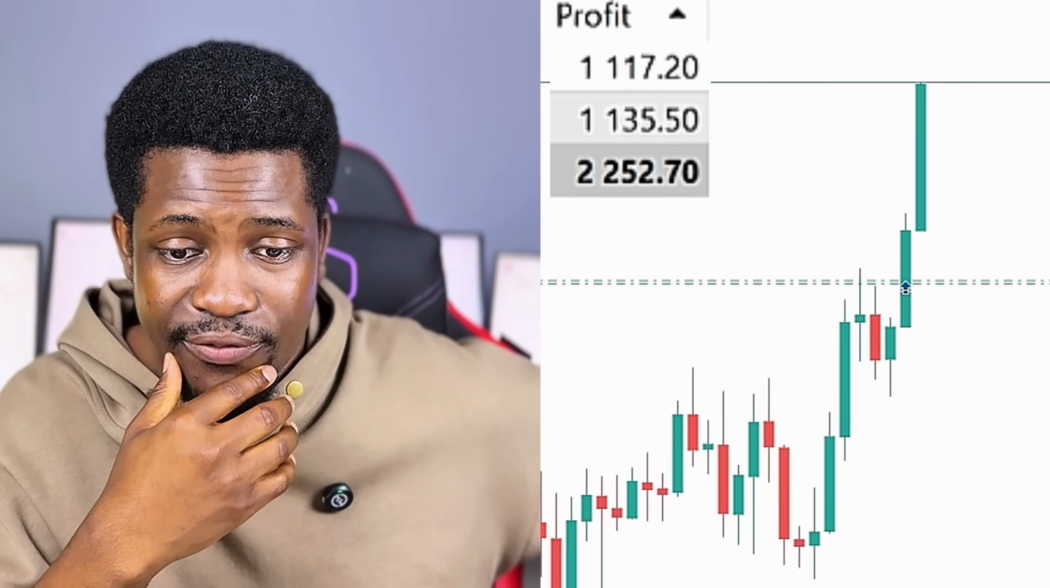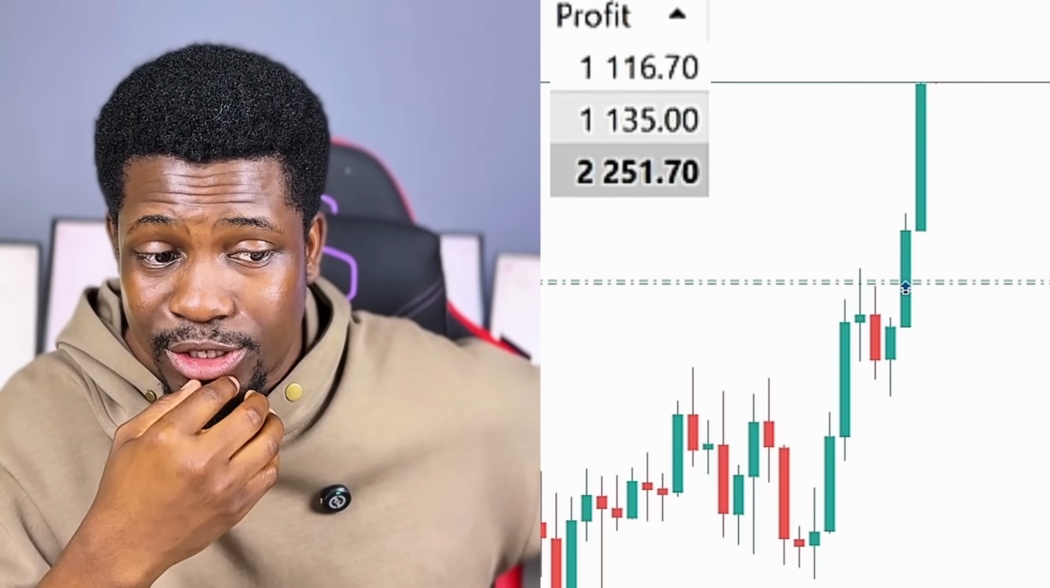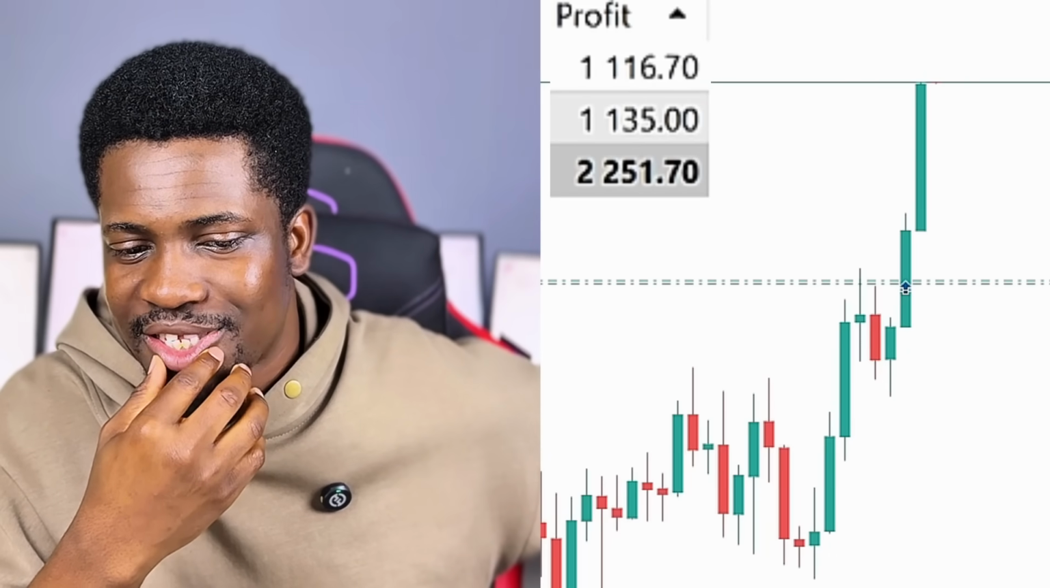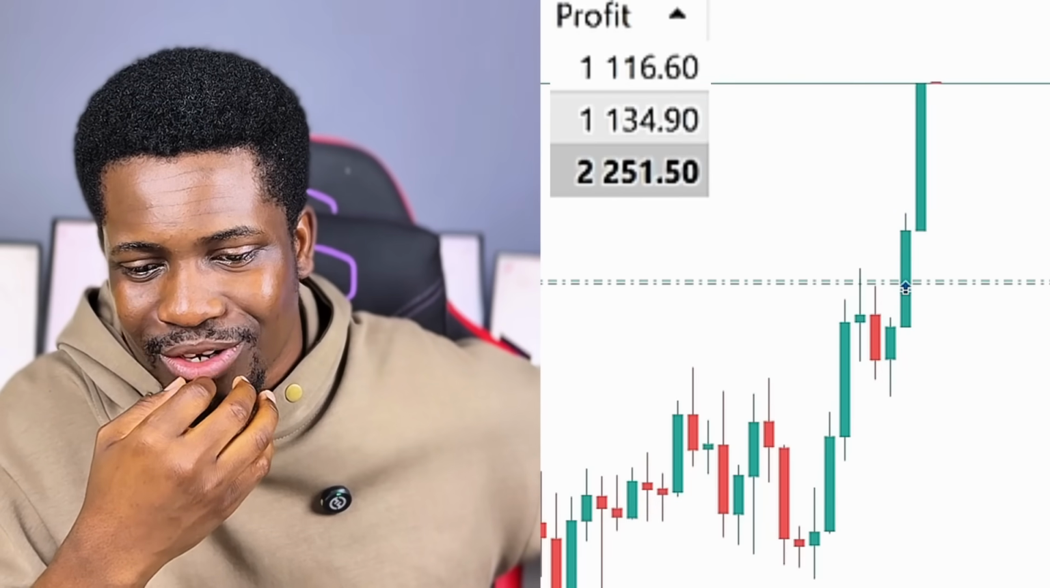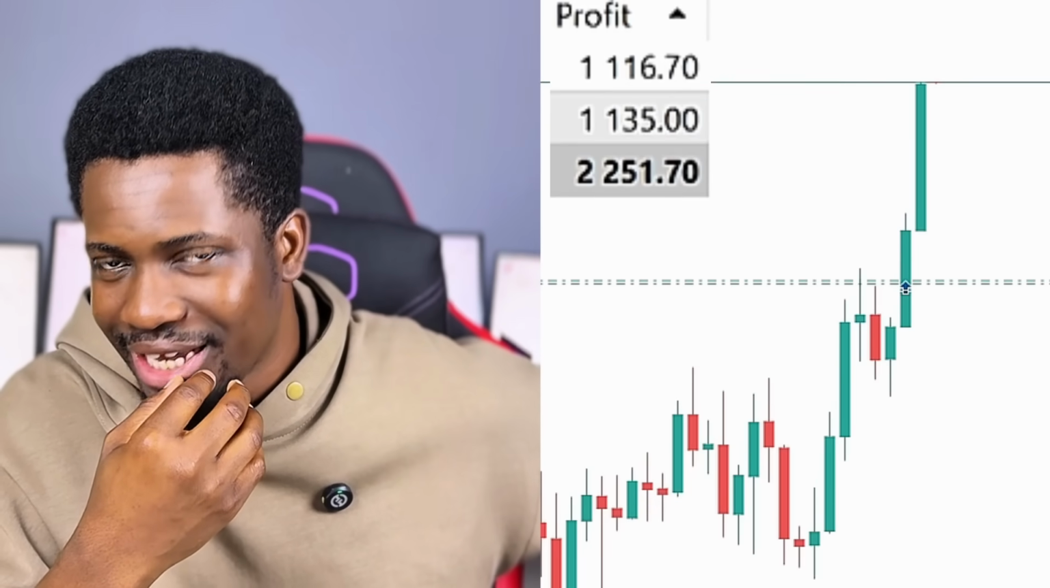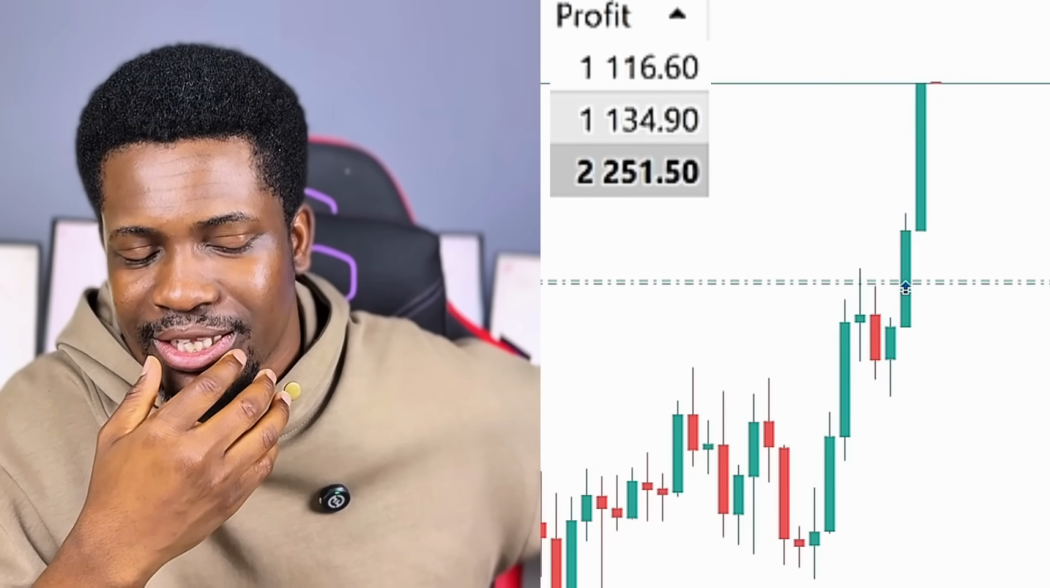All we simply need to wait for now is for our second and third take profit to be hit, and from there we might consider stacking into some more positions, because I want to see if we can hit at least way over $10,000 from this trade.